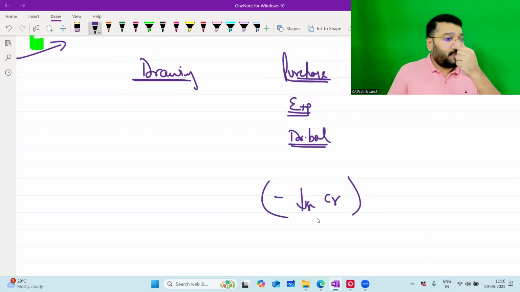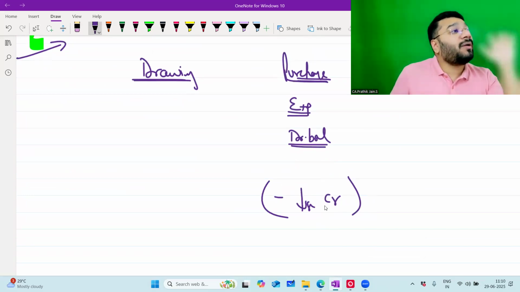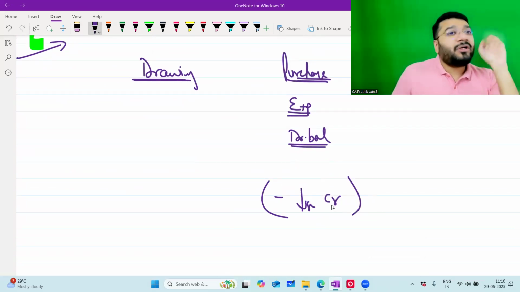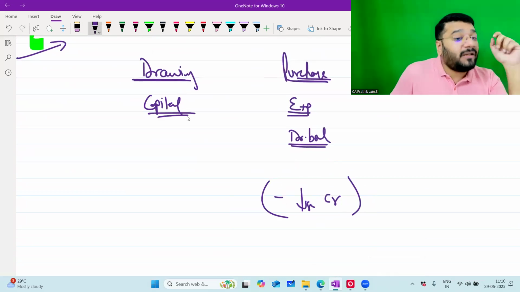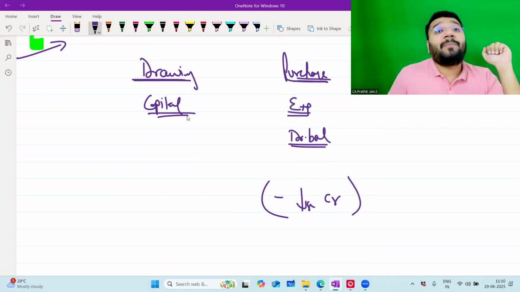Any problem? Drawing as per modern rule. What classification? Drawing means it belongs to the owner. Owner means capital. So drawing belongs to the capital family.